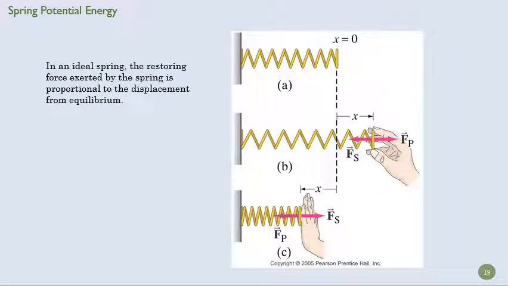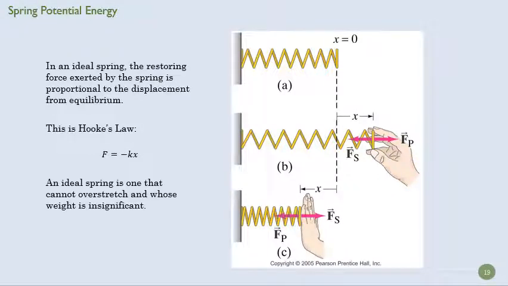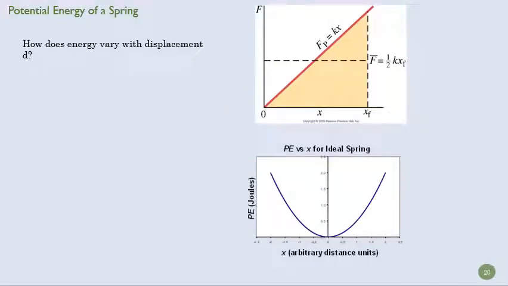Okay, so then we can talk about spring potential energy. In an ideal spring, and we talked about this with force, the force of the spring is proportional to displacement, and that's Hooke's law, right? We even saw this little image before. I can extend it or I can push it in. The farther I push it in, the more force it's going to apply. So what does that mean in terms of energy?